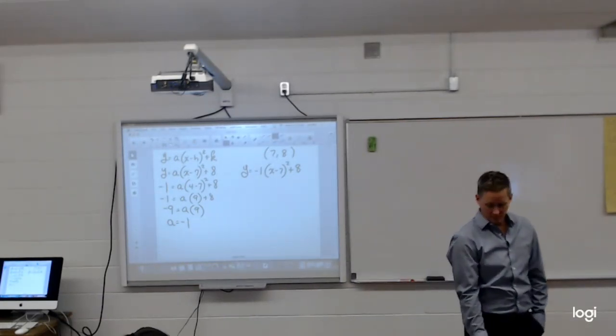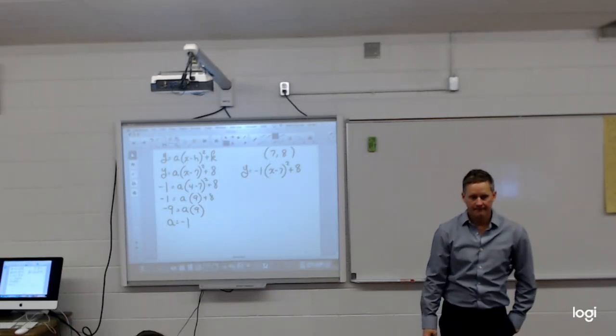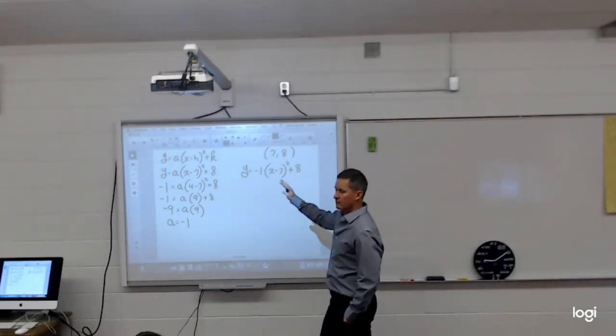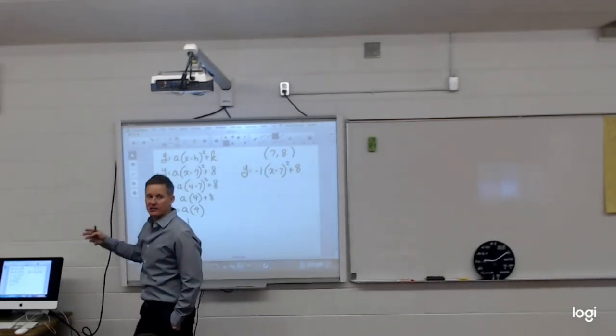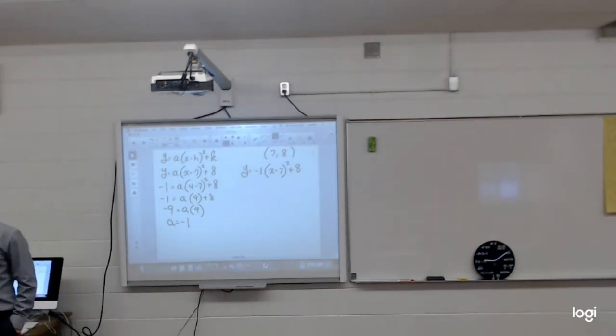So far, so good. All right. To me, this is the easy part. I think this is easier than roots, and I think it's obviously easier than standard. Now, one of the things that they may ask of you is to change this to standard form.